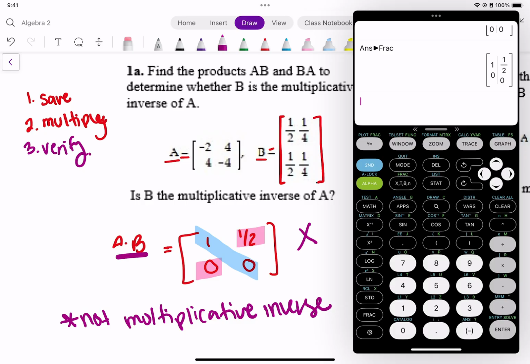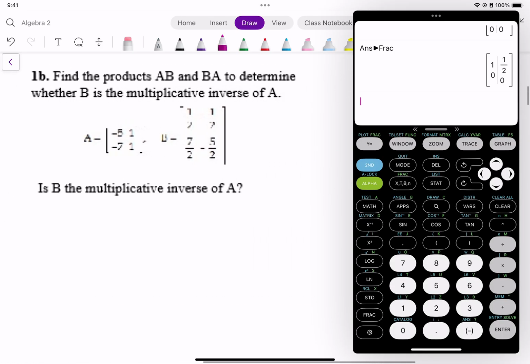Okay, let's go ahead and try 1B. Hopefully we do have one that is a multiplicative inverse. So let's go ahead and review what we have. On our first matrix, we have -5, 1, -7, 1. That's the end of the first matrix, and we're going to call it matrix A. And for matrix B, we have 1 over 2, -1 over 2, 7 over 2, and then -5 over 2.